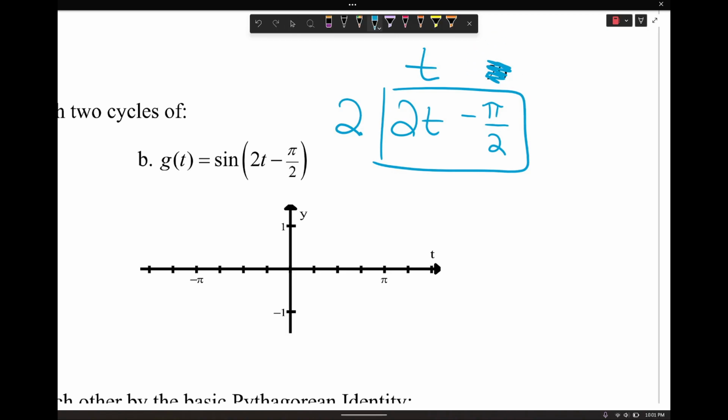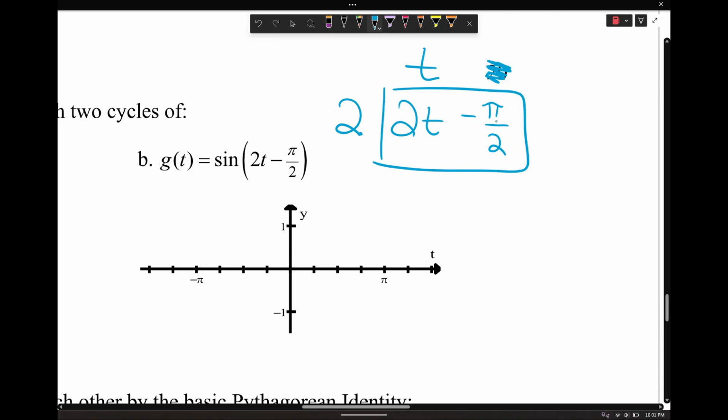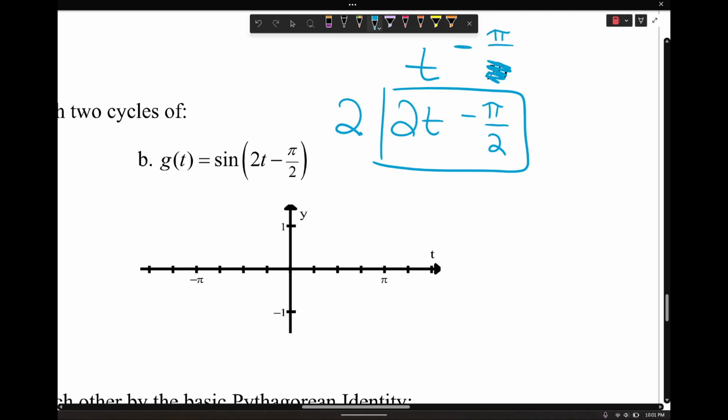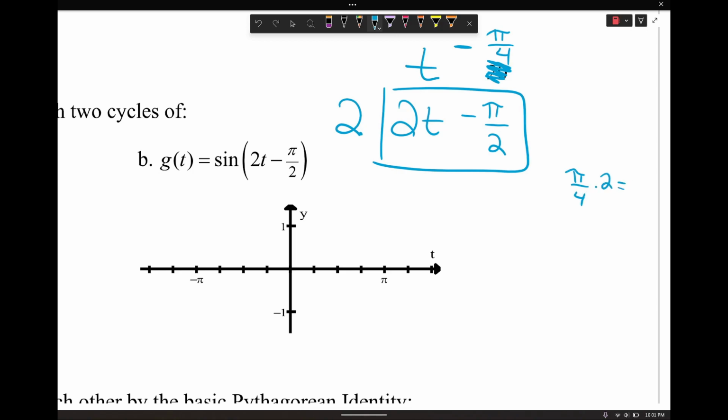What this is: if I take 2 and multiply something by 2, what I get is negative pi over 2. It must have been negative pi over 4. Because let's look at this. Pi over 4 times 2 is the same thing as 2 pi over 4, which is the same thing as 1/2 pi. Okay, so I had that, and let's make it negative for good measure. So that's what I did, I factored this, and my new function is sine of 2 times t minus pi over 4.